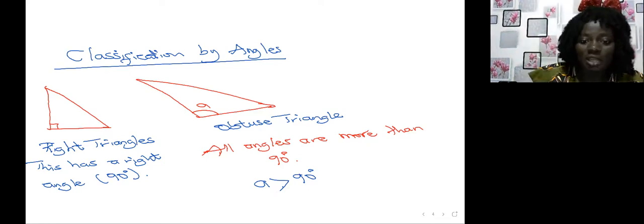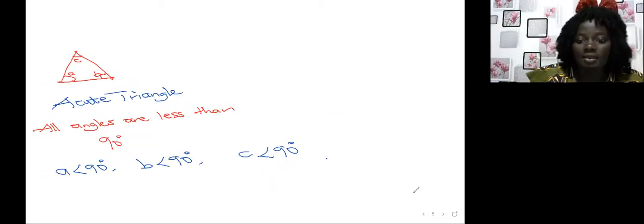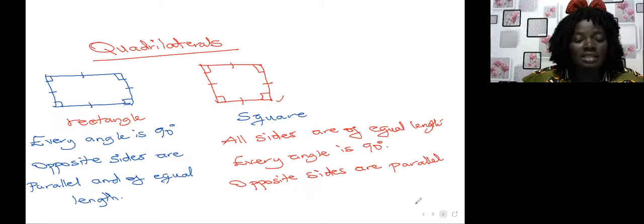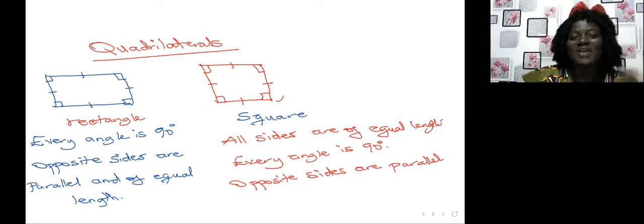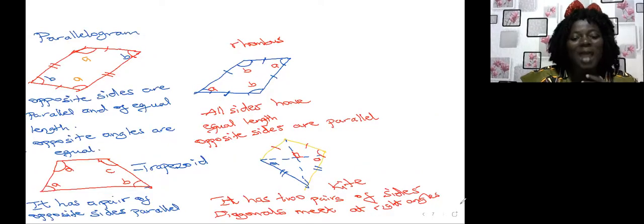Then we came to the quadrilaterals. We looked at what a triangle is, the diagram, the shape, and some characteristics of a triangle. Then we came to a square, then also a parallelogram, then a rhombus, trapezoid, and a kite.